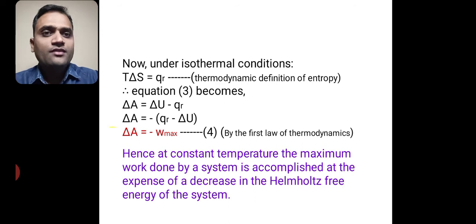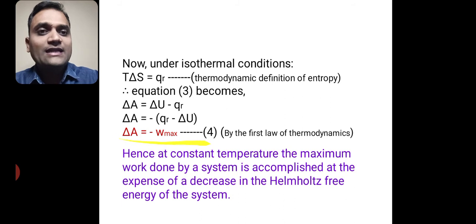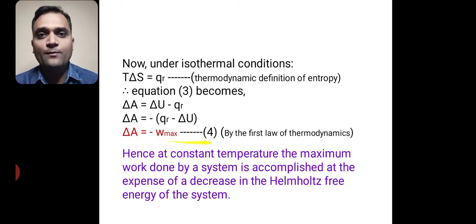Now see, delta A is equal to, we just have to rearrange this equation, minus in bracket QR minus delta U. So this equation is nothing but the above equation. We have just rearranged that equation taking the negative sign outside the bracket, and in the bracket there is QR minus delta U, so that delta U again becomes plus delta U. Now this will give us delta A is equal to minus W max.